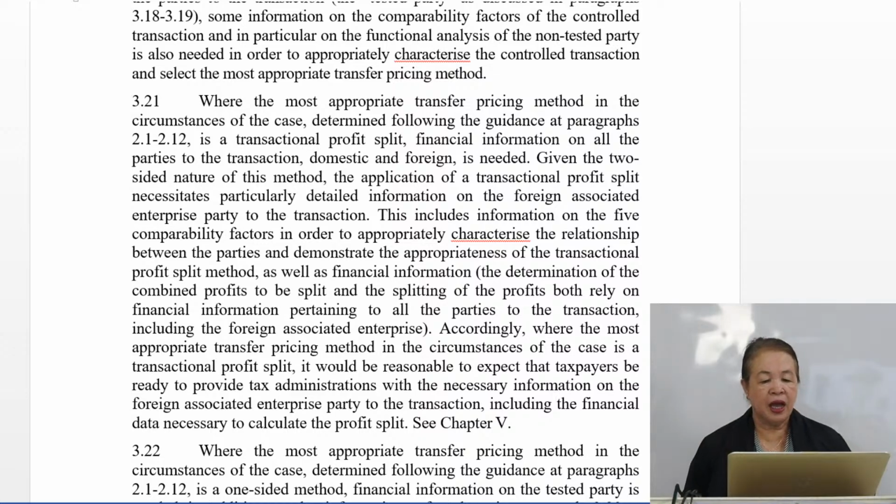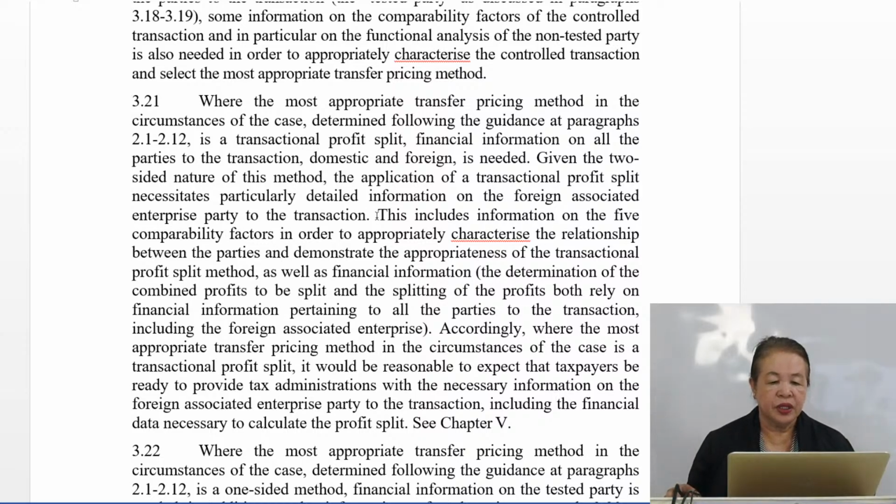No? Accordingly, where the most appropriate transfer pricing method in the circumstances of the case is a transactional profit split, it would be reasonable to expect that taxpayers be ready to provide tax administrations with the necessary information on the foreign associated enterprise party to the transaction. No? So including the financial data necessary to calculate the profit split. See Chapter 5.